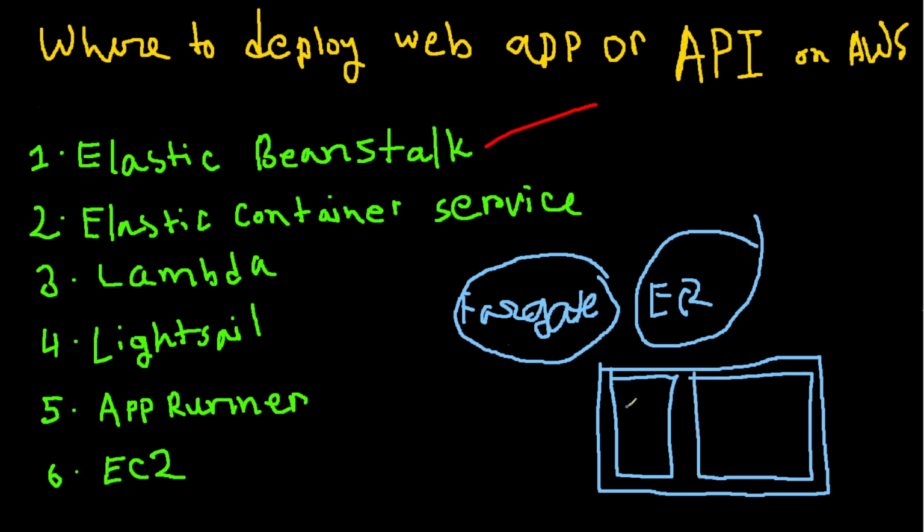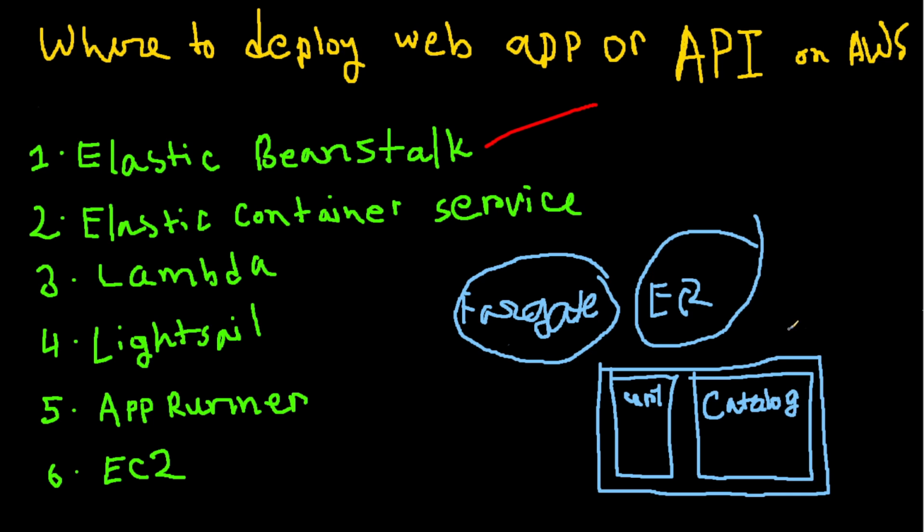So each service, let's say it's a microservice application thingy. For example, you have the cart service. Don't mind my handwriting. The cart service, and then there is the catalog service. So you can use the Elastic Container Service to basically have a cluster of services.